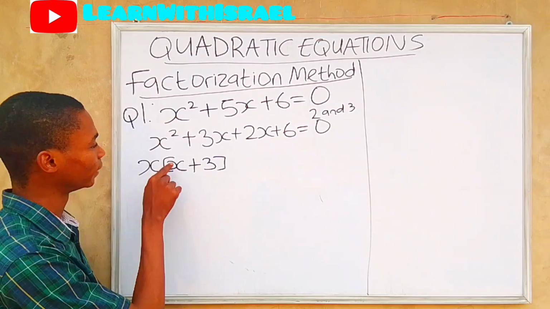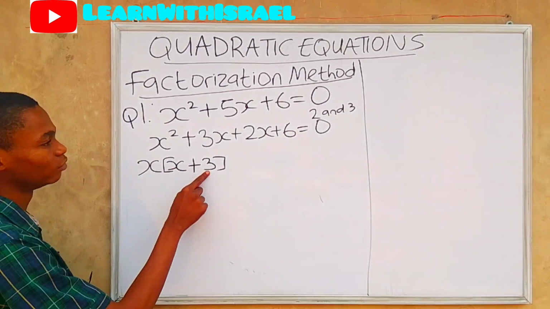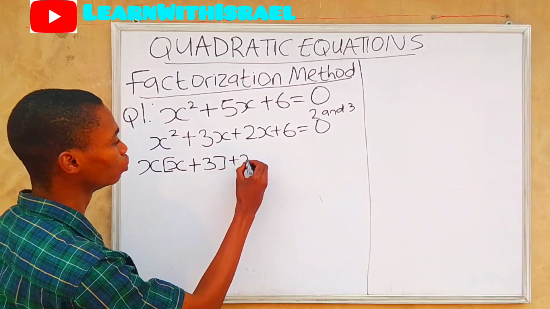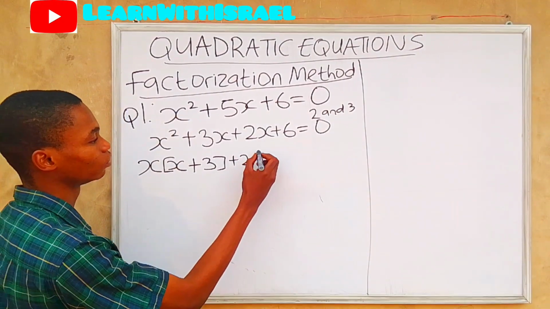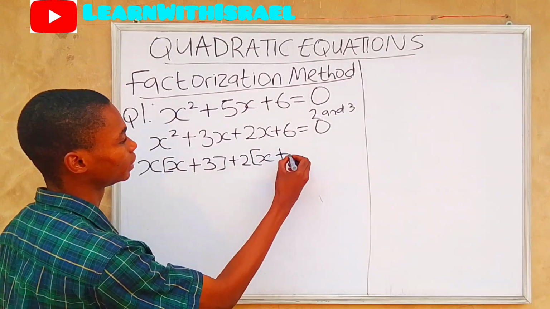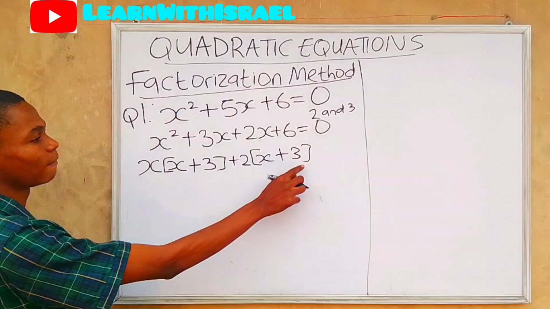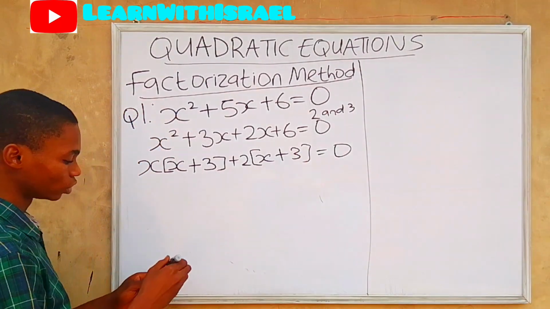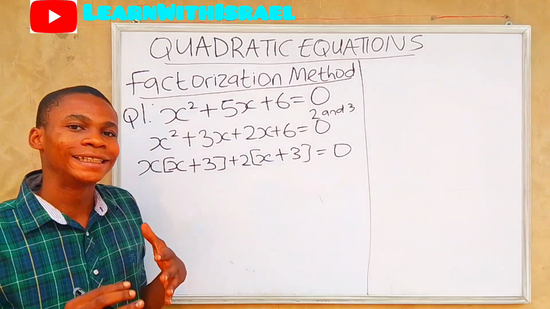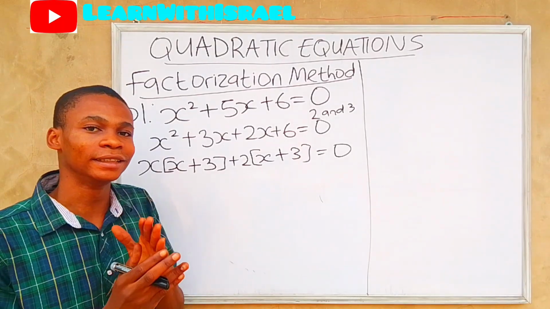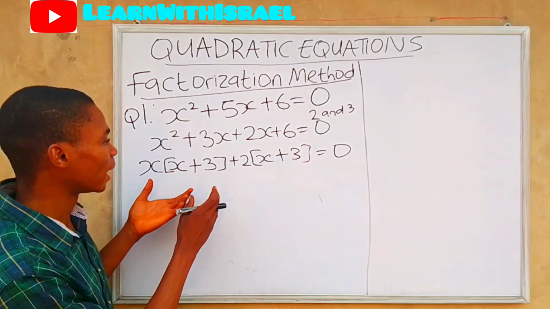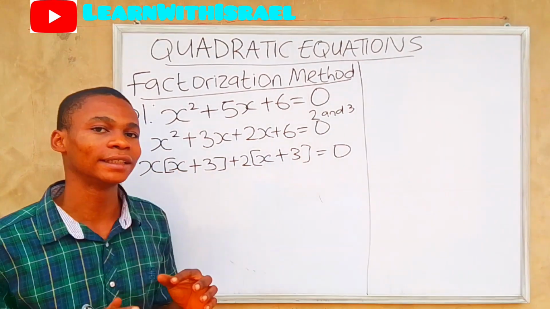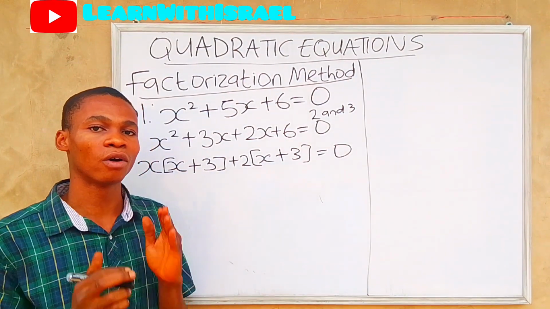So we already factorized this part. x multiplied by x will give us x squared. x multiplied by 3 will also give us 3x. Plus 2. So let's factorize this part: 2 into bracket x plus 3, because 2 multiplied by 3 will give us 6, equals 0. To be sure that you are getting it correctly, you need to check the values in the two brackets, whether they are the same. Once they are the same, that means you are correct.